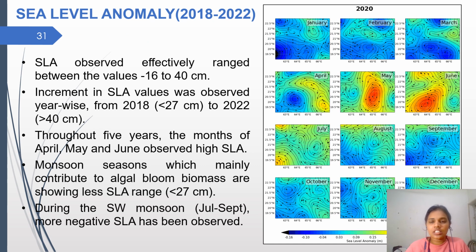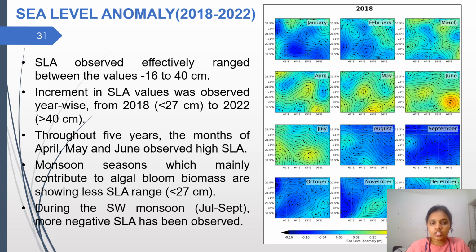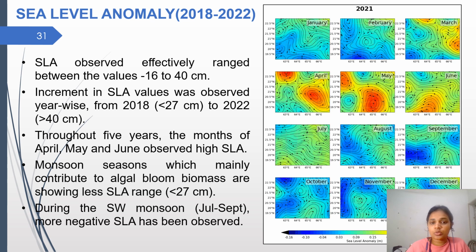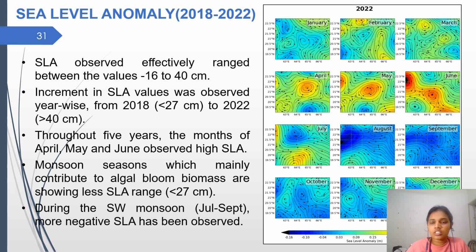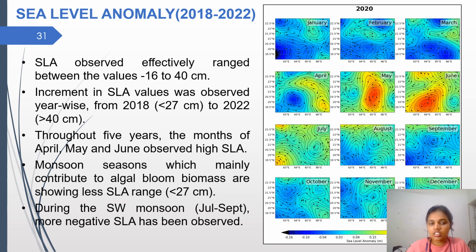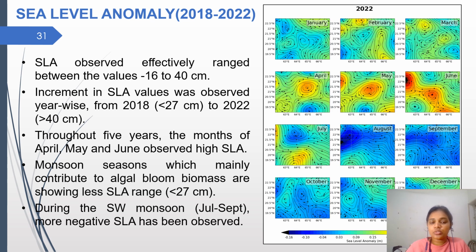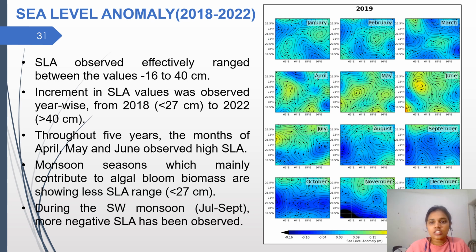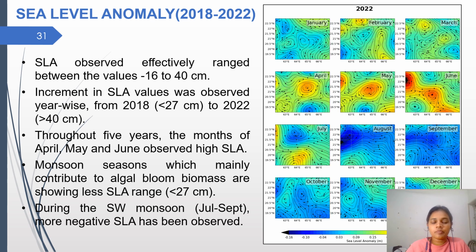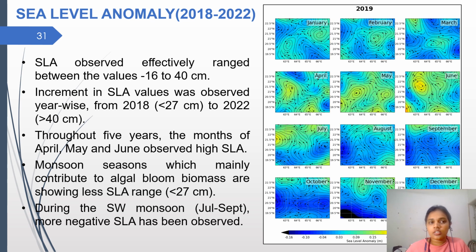And it was seen that it is most effectively ranged over values like minus 16 to 40 centimeter. And there was an increment in SLA values observed from 2018 to 2022, that is, an increment year-wise. Then throughout the 5 years, the months of April, May and June observed high SLA. And if you observe the monsoon seasons, which contribute mostly to the algal bloom biomass, these have very low SLA values, that is, less than 27 centimeter. And during the southwest monsoon, that is July to September, more negative SLA has been observed.